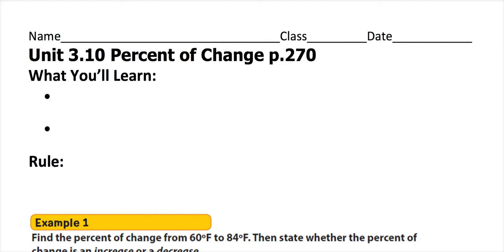So today we're going to take a look at 3.10. This is called percent of change, and this is found on page 270 in the textbook. Okay, percent of change. Go ahead and put your name, class hour, and date up there at the top. And let's take a look.